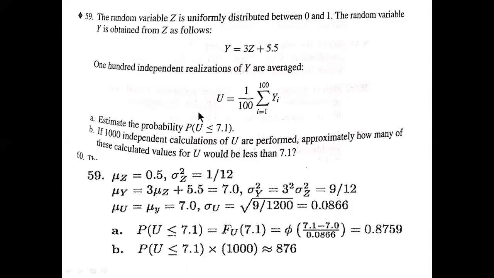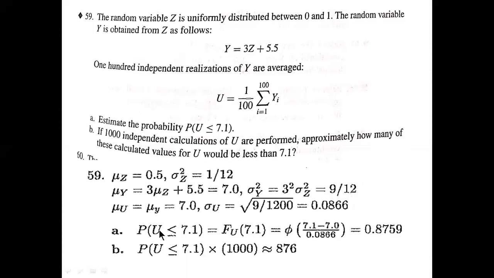Then we have the average being taken. So mu u is equal to mu y is equal to 7.0, and this is the standard deviation over here. Therefore, it is root of 9 by 1200. If you want just the variance, then it will be 9 divided by 12 divided by 100. So this is the value of the standard deviation being mentioned over here.